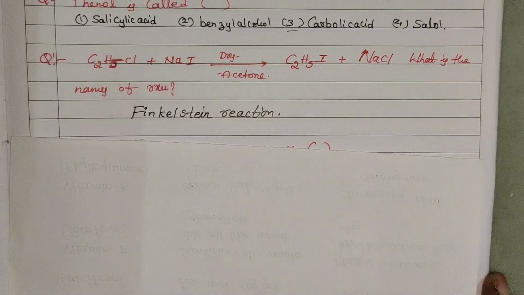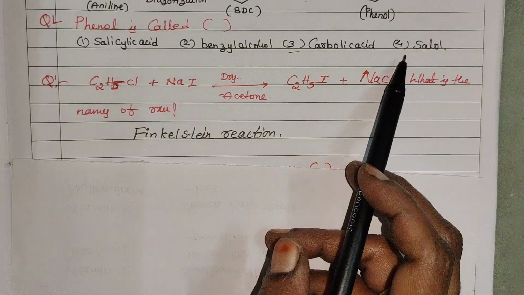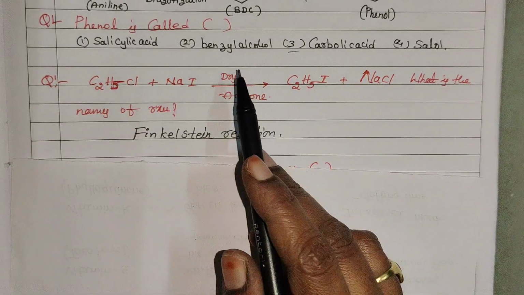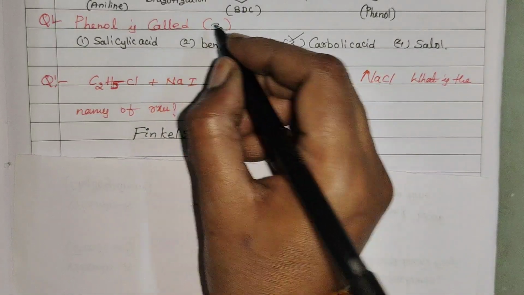Next, phenol is called salicylic acid, benzyl alcohol, carbolic acid, or solol. So what is the correct option beta? Carbolic acid is the correct option. Okay, option 3 is right.